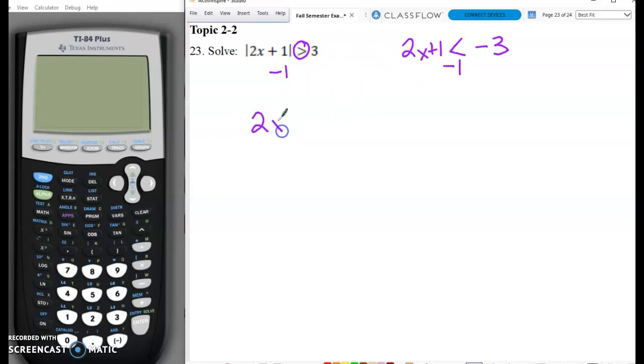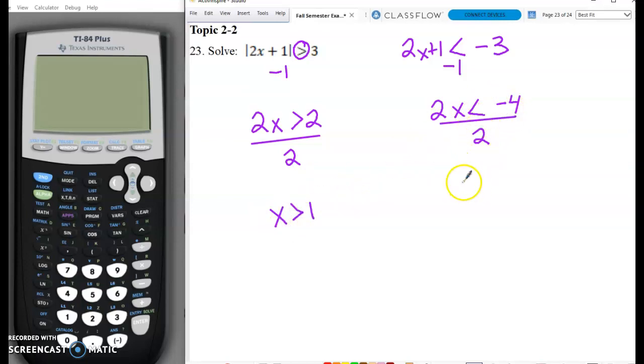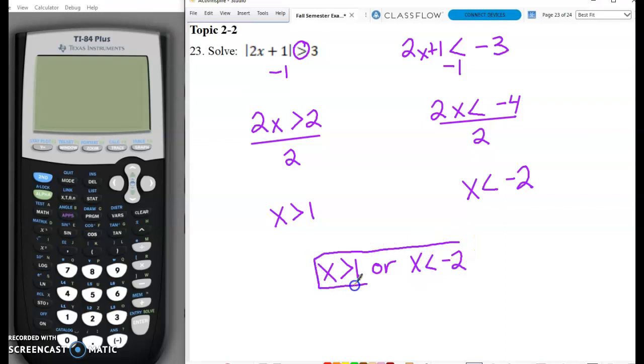And I'm left with 2x. In this case, it's greater than 2. This one is going to be 2x is less than negative 4. I can divide both by 2. And this one is going to be x is greater than 1. Over here, we're going to have x is less than negative 2. So since these are going in opposite directions, I'm going to have to write this as x is greater than 1, or x is less than negative 2. I cannot combine these into one equation.